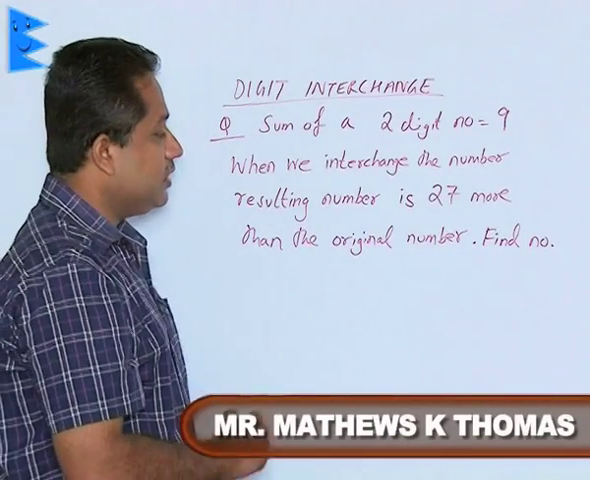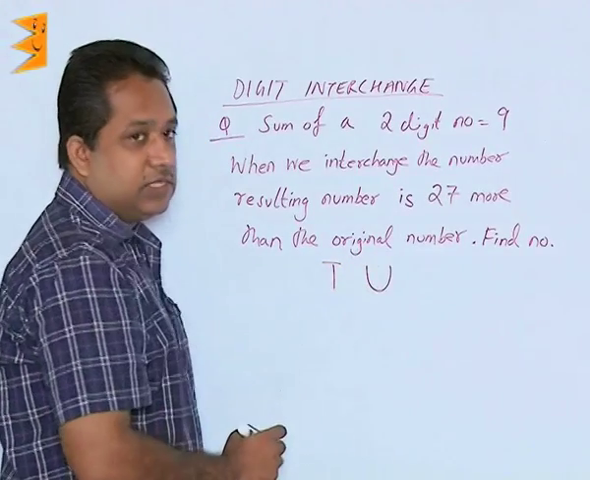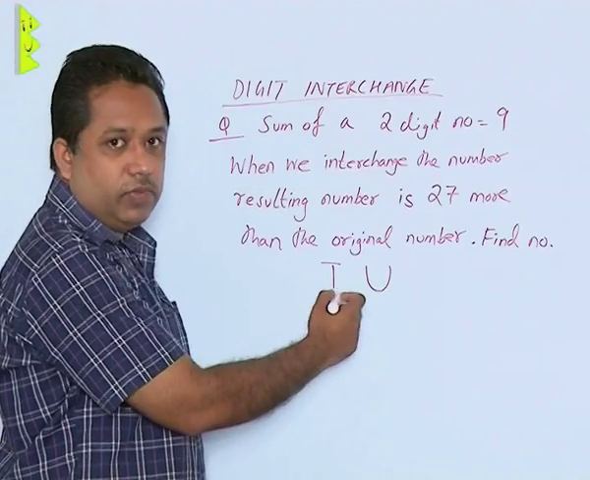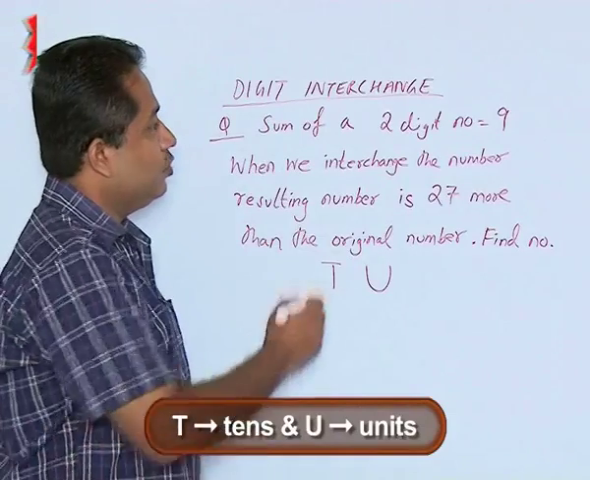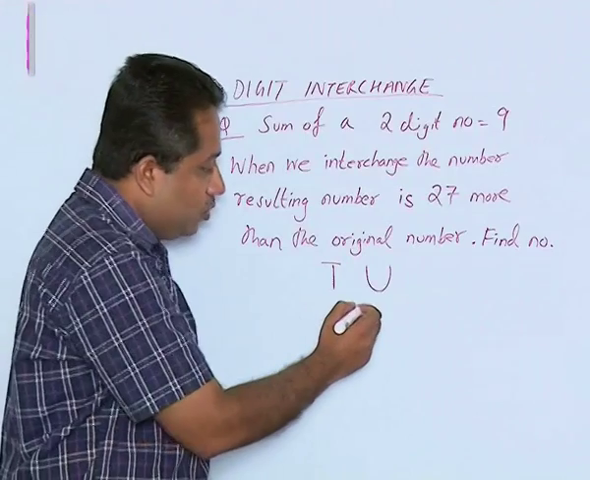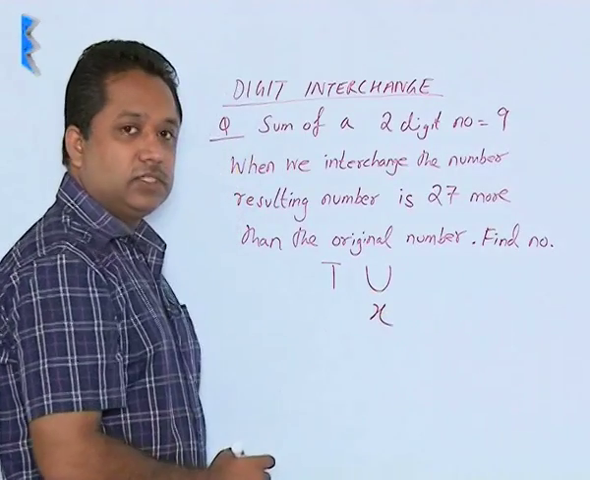So, to solve this, we have to assume a tens and units place digit. So, if you are having tens and units, then we have a 2-digit number. So, T stands for tens, U stands for units. So, sum of a 2-digit number is 9. So, let us assume that the units digit of this particular number is x.